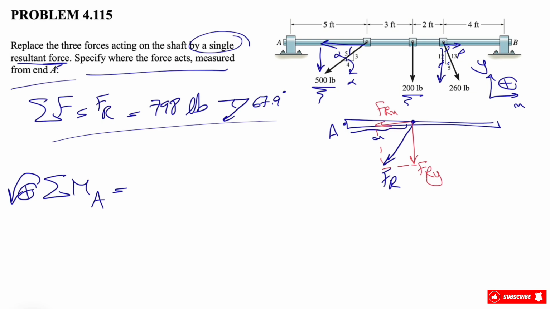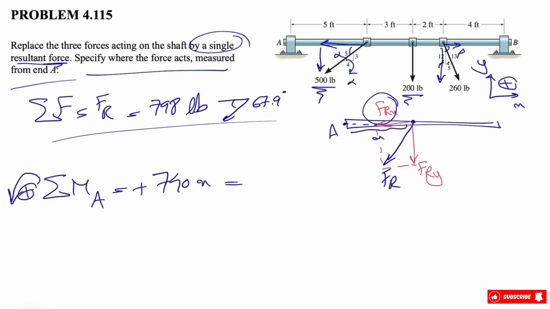So in here, we know that the Frx won't make any moment about point A. So we only have the moment of the y component. And since the moment is in this direction, it will be counterclockwise. So we have a positive moment, and we already found the y component 740 from the previous part, and we call the distance x, and this will be equal to the moment of all the three forces that we can see in here.